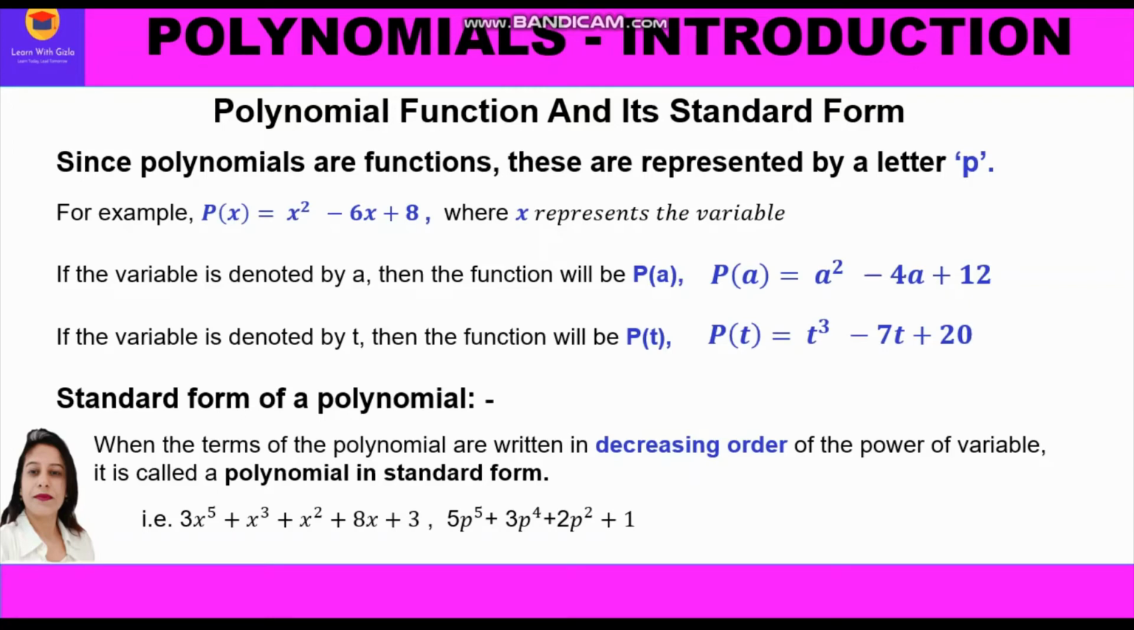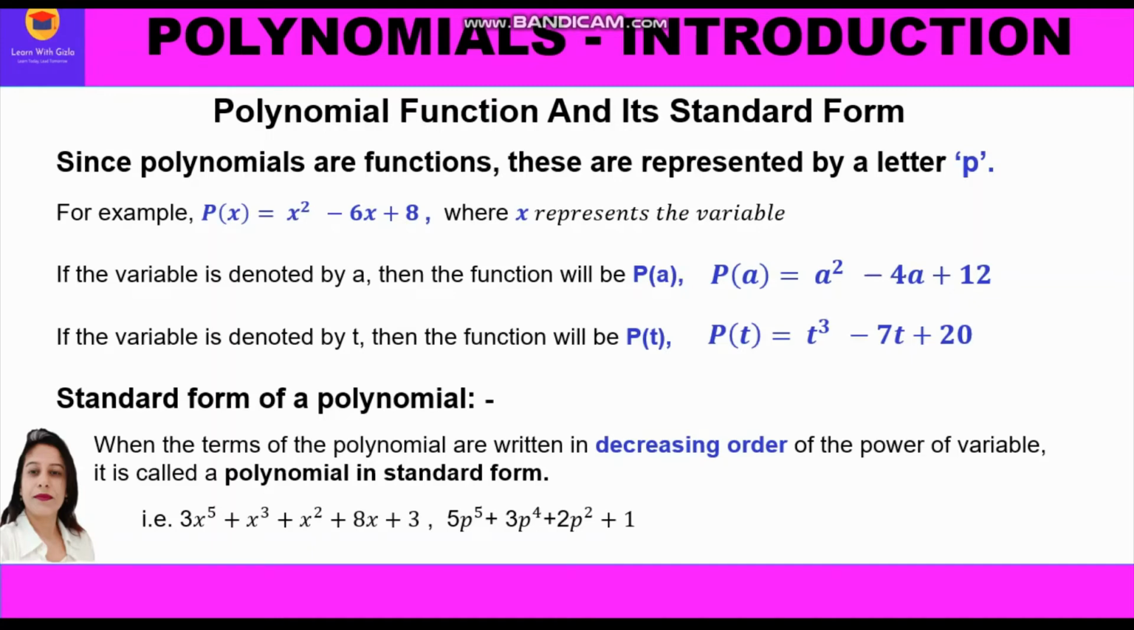Likewise, we have 5 into p raised to power 5 plus 3 into p raised to power 4 plus 2 into p raised to power 2, p square, plus 1. So similarly, we have 5 as the power, then 4, then 2, and then 0. So it is in decreasing order of powers. This is the way to write a standard form of a polynomial.